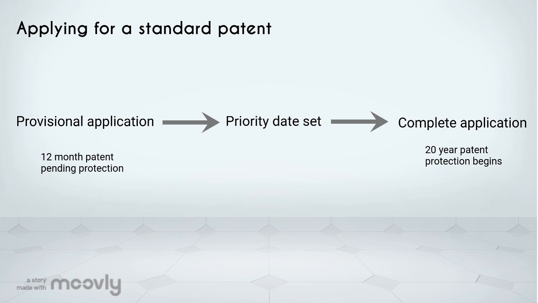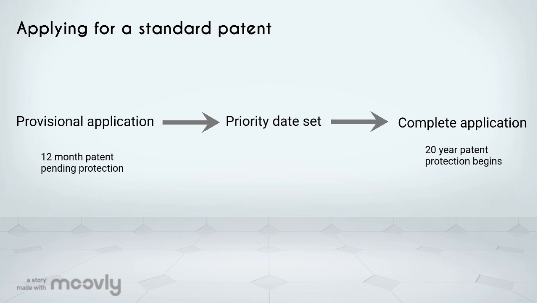To apply for a standard patent, a provisional patent application should be lodged. This creates a priority date for the invention and provides 12 months of patent pending protection. To maintain the original priority date, a complete patent application must be lodged within the 12 months patent pending protection period. Upon lodging the complete patent application, the 20-year patent protection term begins.